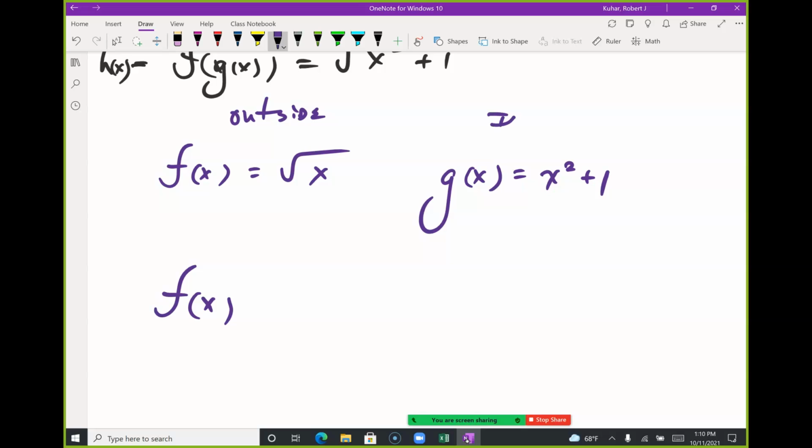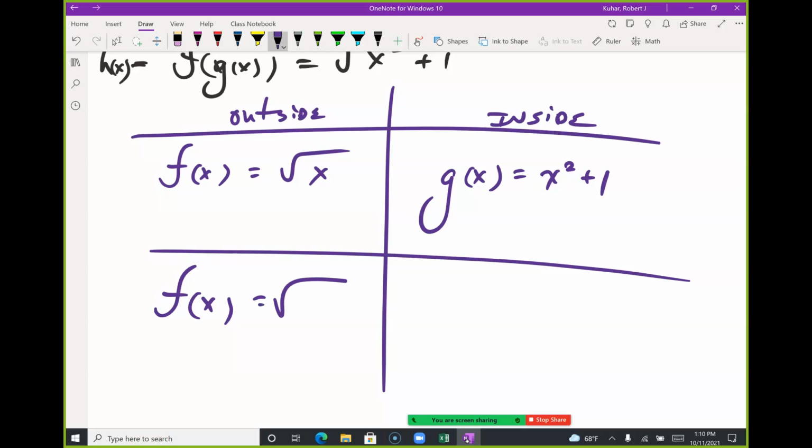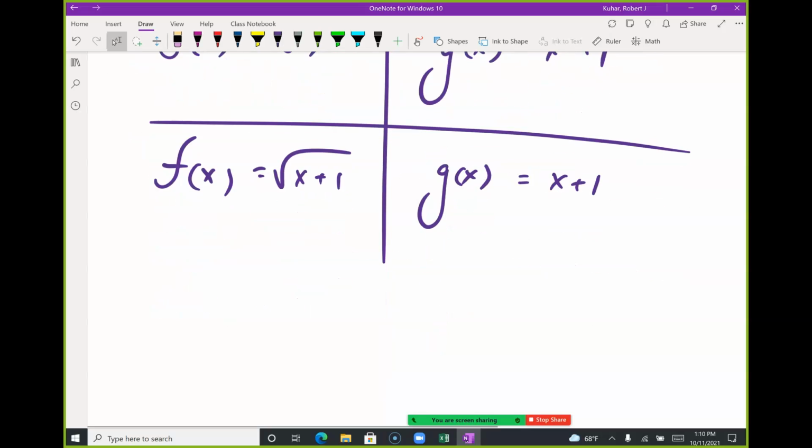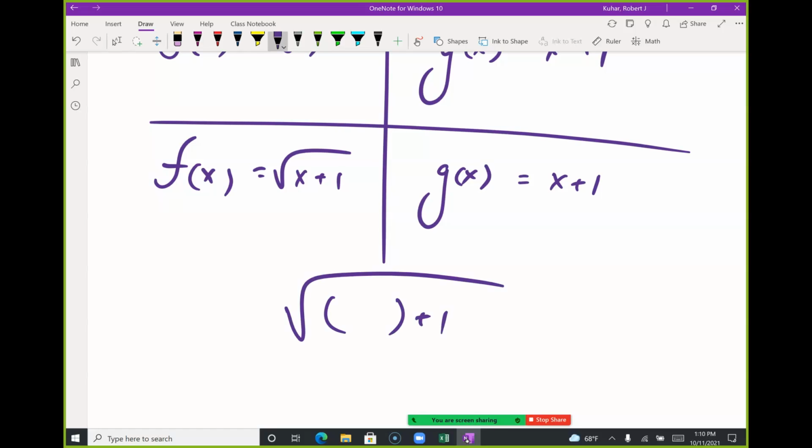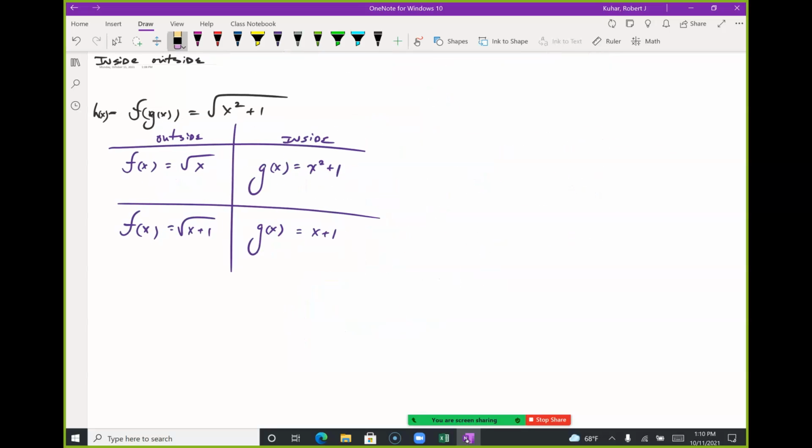Let me see if I change my outside, can someone tell me the inside? I'm going to take the outside as the square root of x plus 1. Who can tell me the inside now? X plus 1. So if I put x plus 1 into f, I'd get x plus 2 inside, right? Is it x squared? X squared.